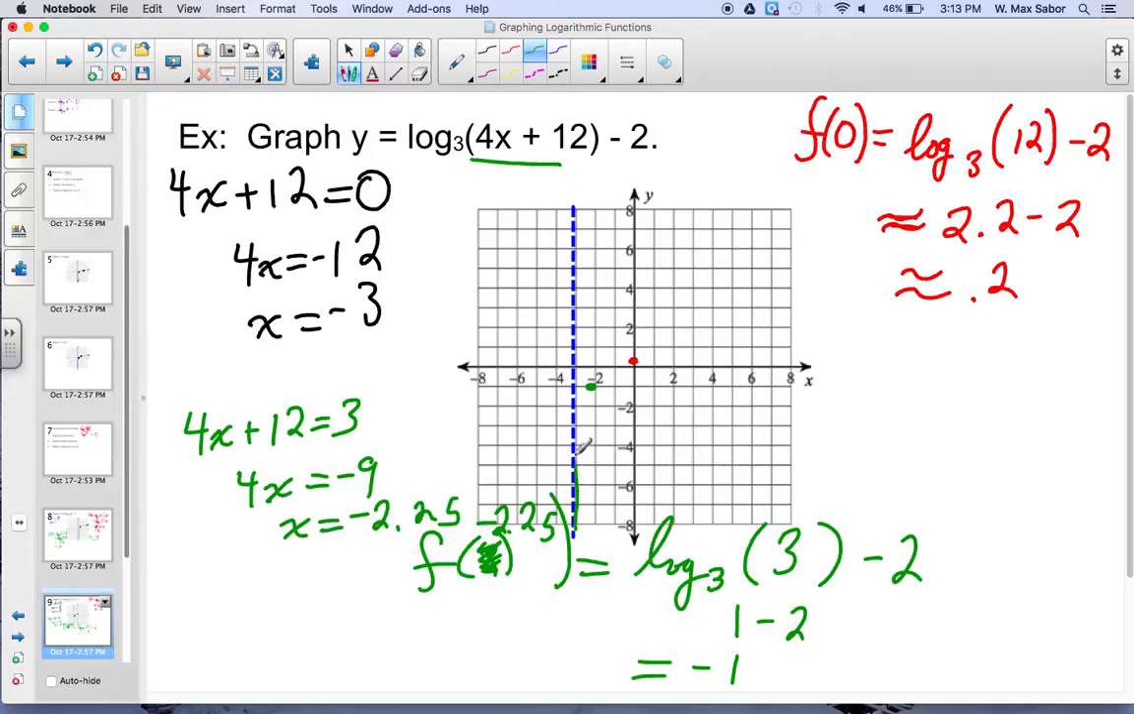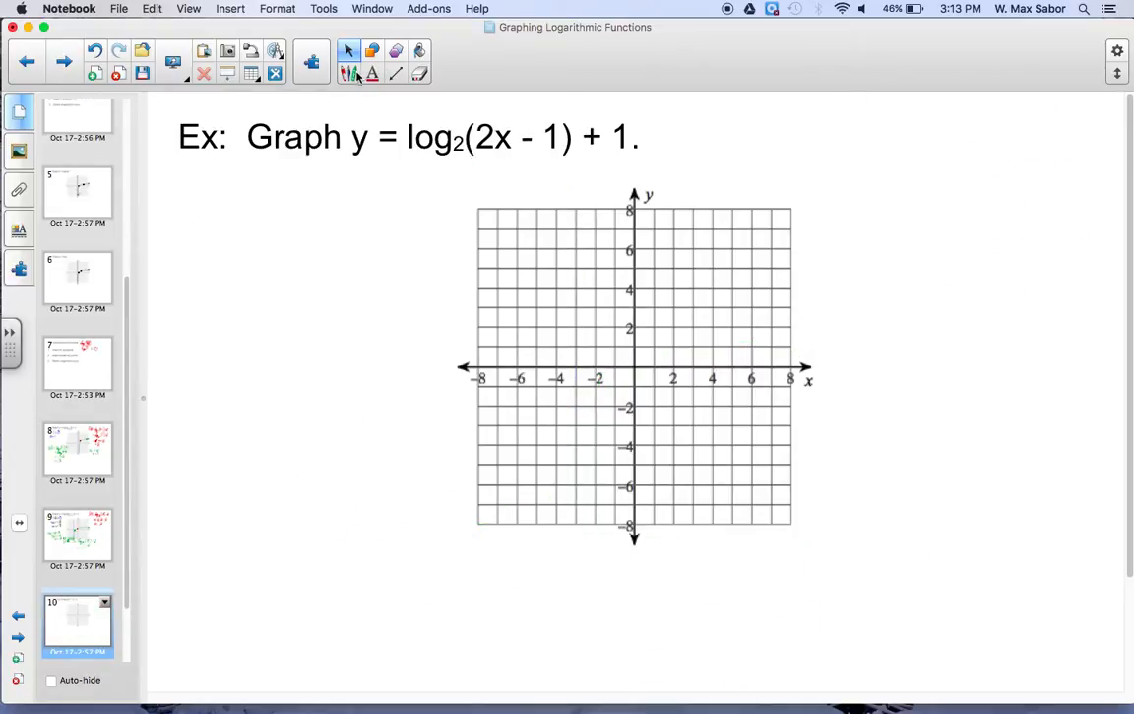And now we're getting the curve. Sorry about that. I don't know what just happened. And then one more.